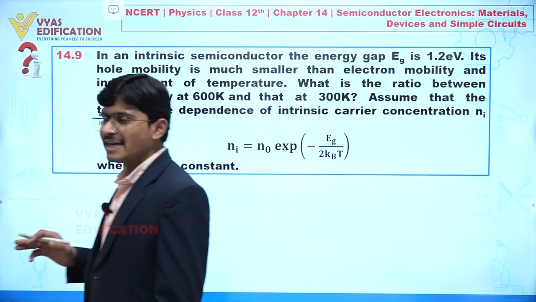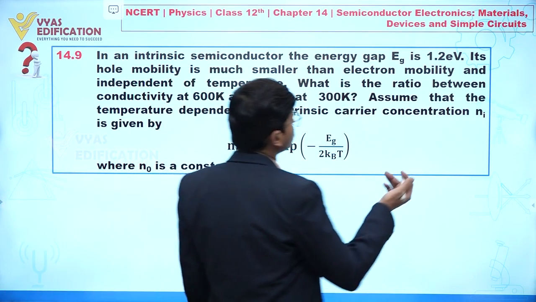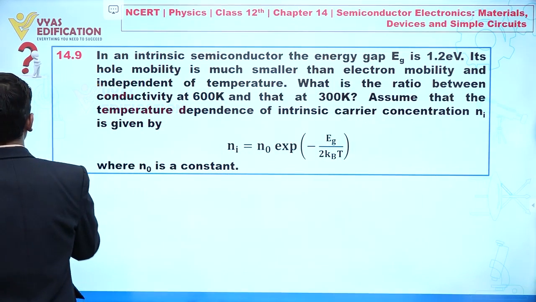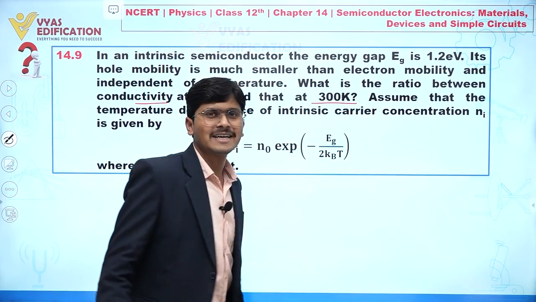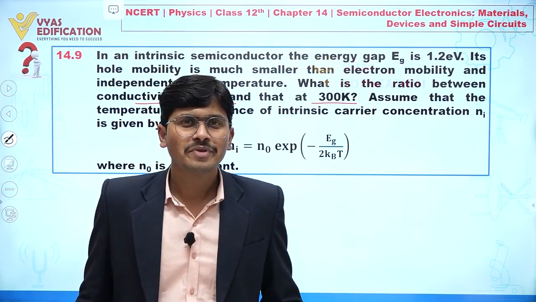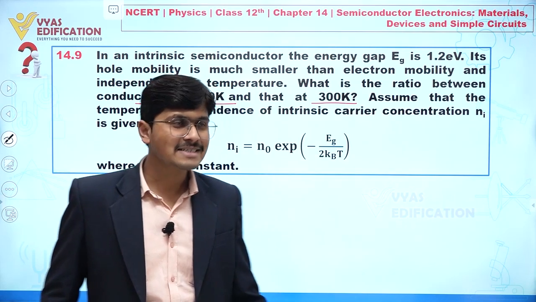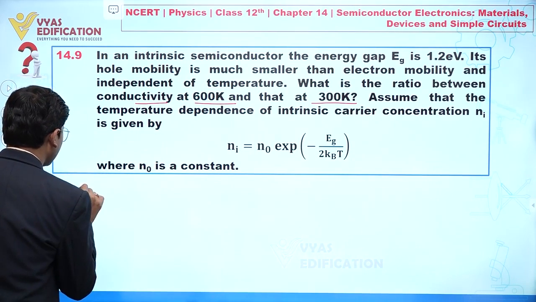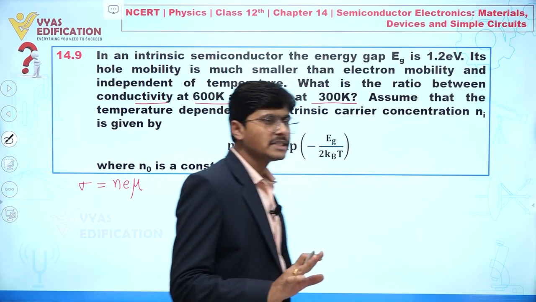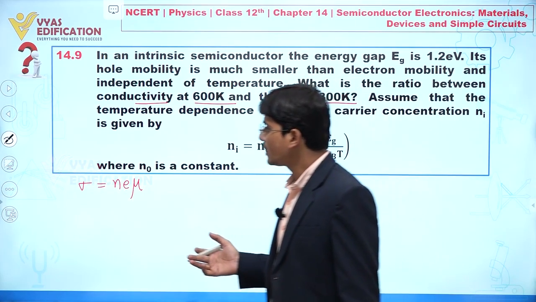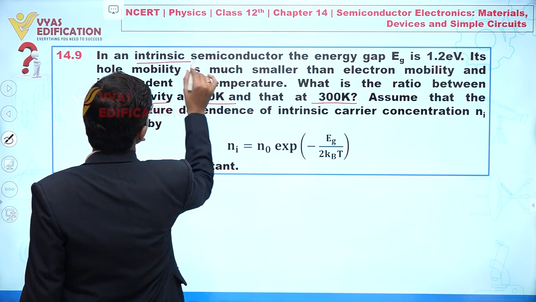Now let us try to understand this question, and first of all understand what our objective is. Our objective in this question is to find the ratio of conductivity at 600 Kelvin and at 300 Kelvin. Dear student, do you know the relation between conductivity and mobility? Sigma is equal to n e mu. In generalized terms, mu is the total mobility and sigma is conductivity. But actually it is given that we have an intrinsic semiconductor.